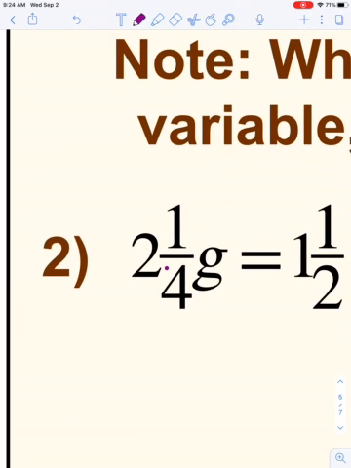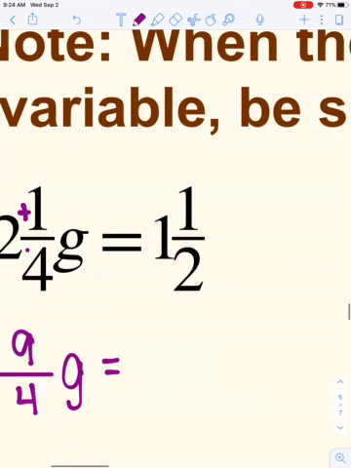So to do it in your head, you multiply the bottom and the big. So 4 times 2 is 8, and then you add the top. 8 plus 1 is 9, and the bottom stays the same. So 9/4 g equals, and 1 times 2 is 2, plus 1 is 3, and 2 stays the same.